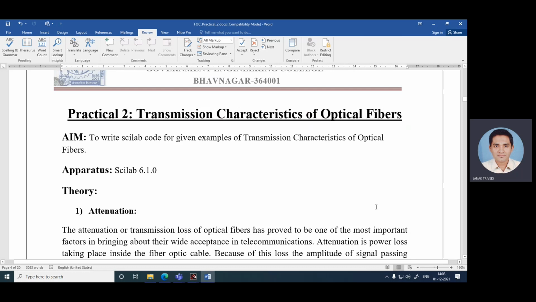Practical 2 is about transmission characteristic of optical fibers. Aim is to write Scilab code for the given example of transmission characteristic of optical fiber. Software is Scilab version 6.1.0.